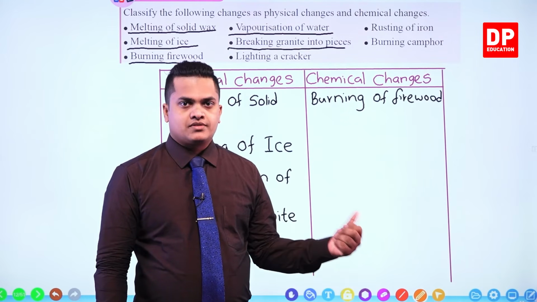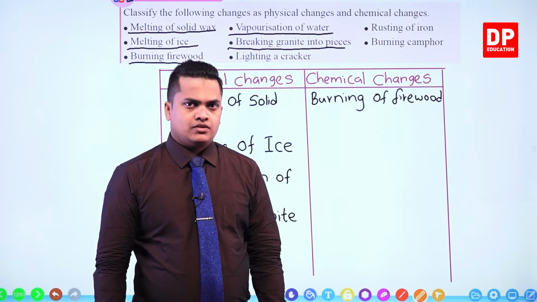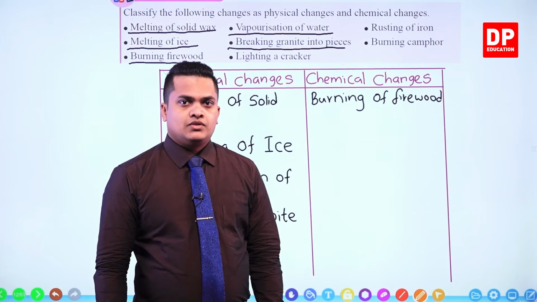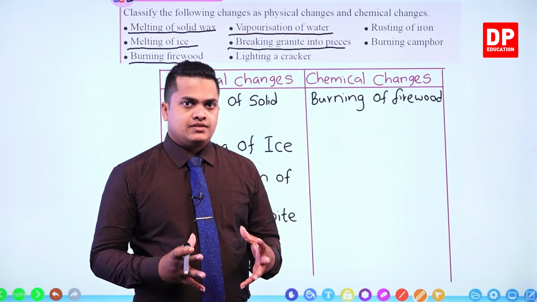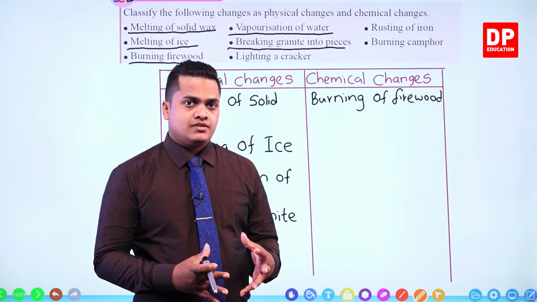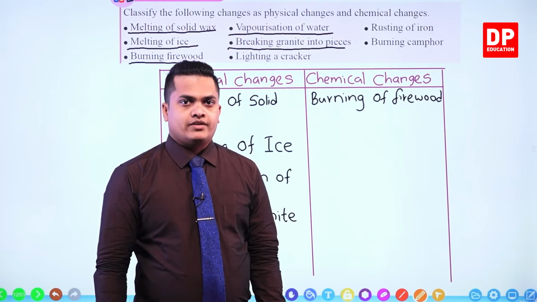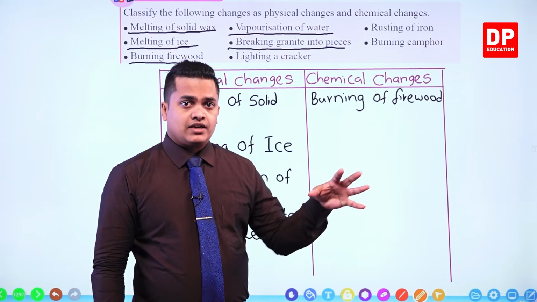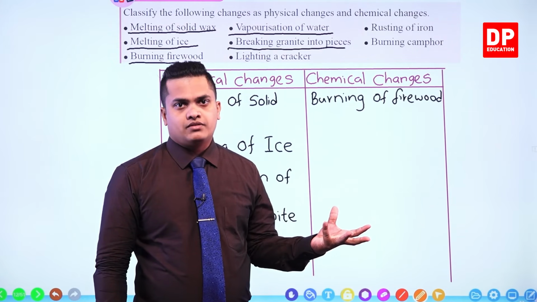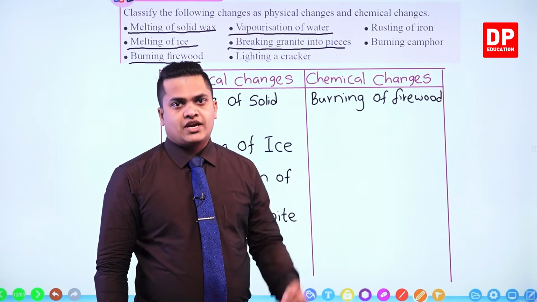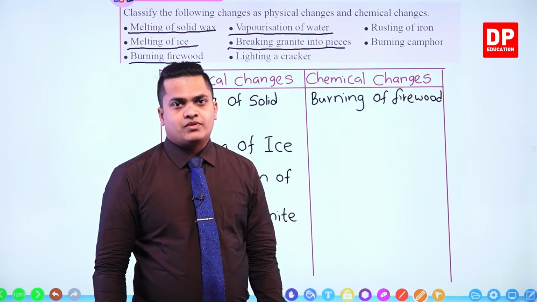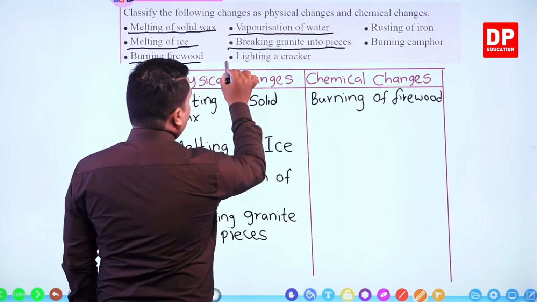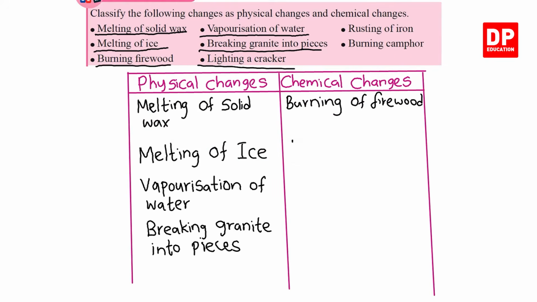Smoke, a new substance. That sound which is going to emit, a new thing. Sparks, a new thing. So all of these things are new substances when you light up a firecracker. After lighting up a firecracker, by collecting those things, we can't recreate the firecracker. It means that this change cannot be reverted back. So it's obvious to us that this is a chemical change. So my dear children, lighting a cracker is a chemical change.